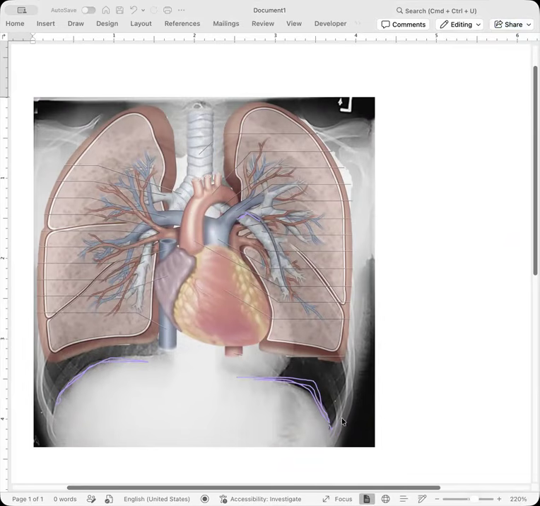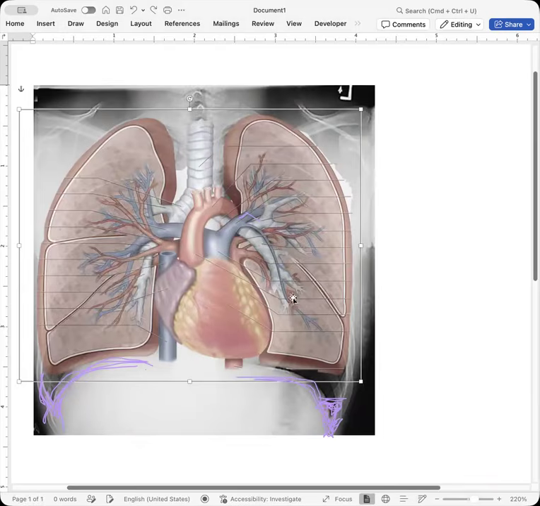Then we have a left costophrenic angle here, right costophrenic angle. Phrenic refers to the diaphragm. Costo refers to the rib. So we have costophrenic angles. If they're blunted and filled with fluid, it'll look a much brighter color and will be what we call blunted instead of being an angle.